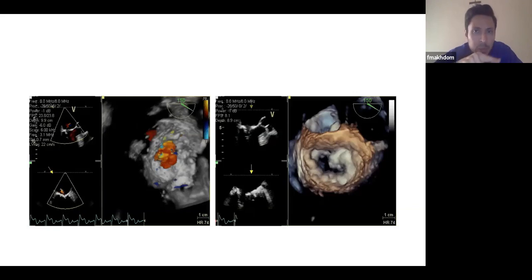So you have to read about this. You have to know the options because you might be facing this. You might open and find the calcification intraoperatively that you didn't know about pre-op, right?